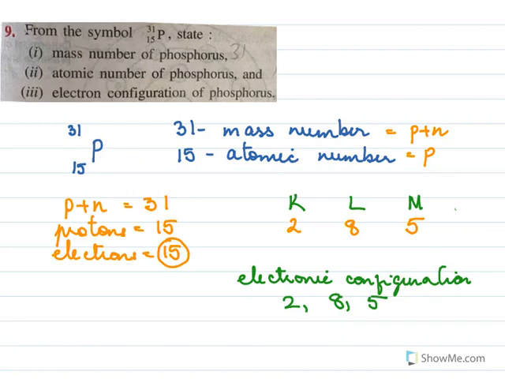Have you noticed one thing? You do not require 31. The atomic number is important for configuration, not the mass number. It is with the atomic number that you will do the electronic configuration. So here for the answers, the mass number was 31, atomic number was 15, and the configuration was 2, 8, 5.